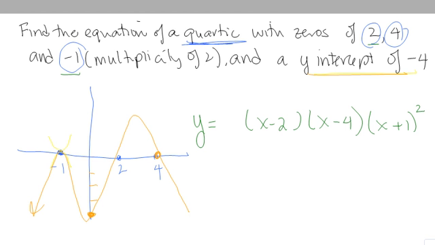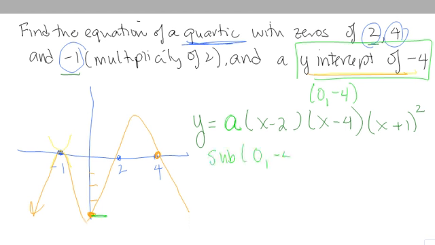What we still need to find is the stretch factor, or vertical expansion factor, and we use the last bit of information, which is the y-intercept, the point (0, -4), to do that. Since (0, -4) is on the graph, it has to work in the equation, and if it works in the equation, I can substitute it in. So I'm going to substitute in (0, -4).